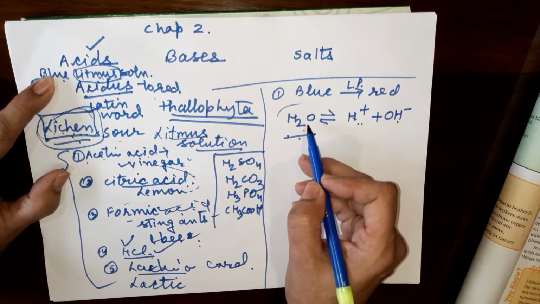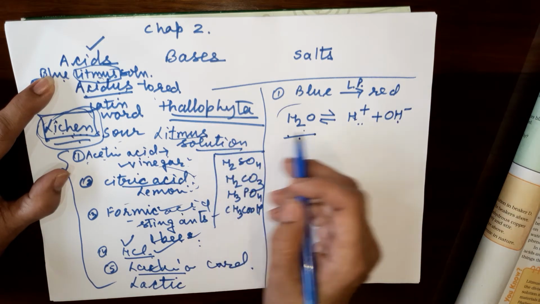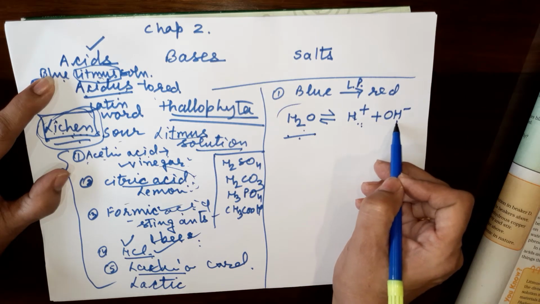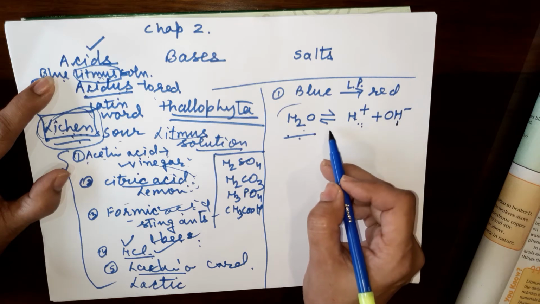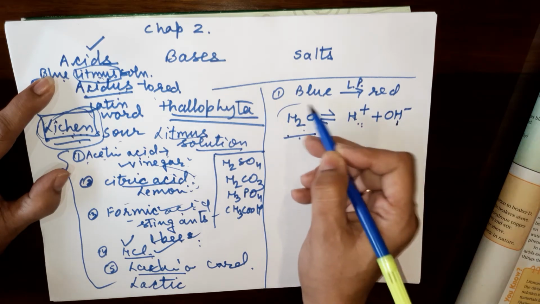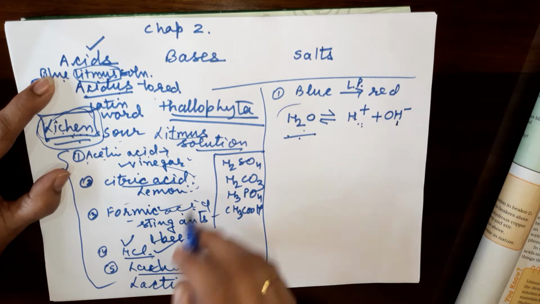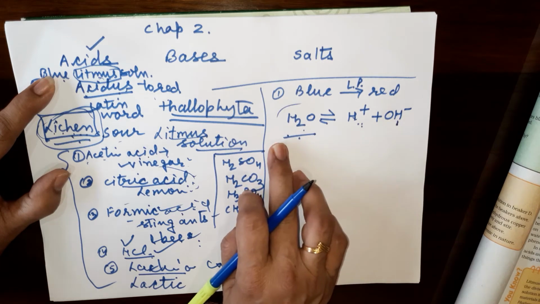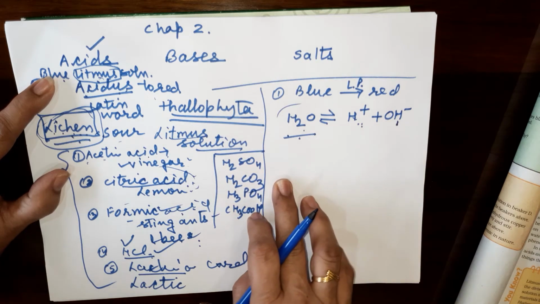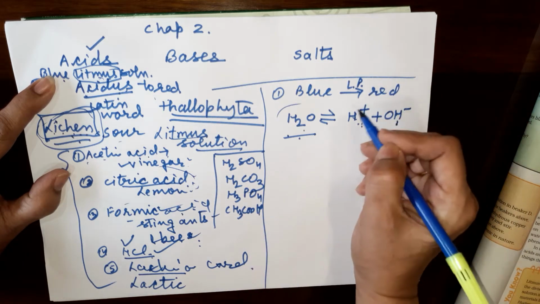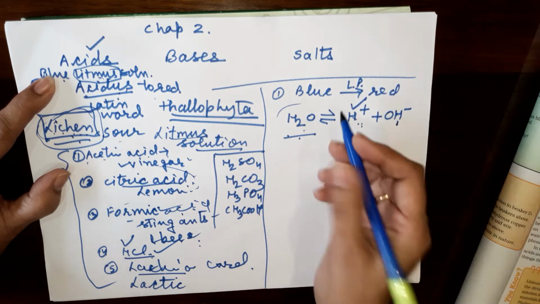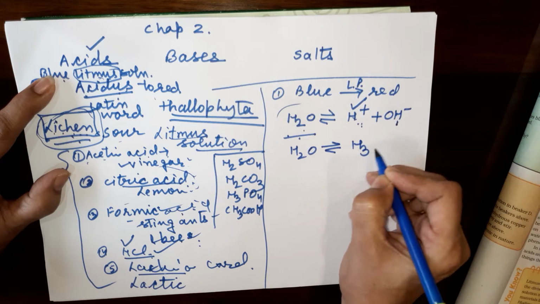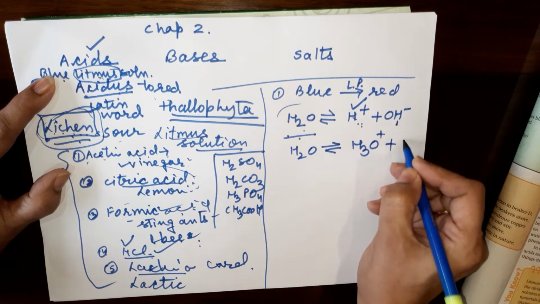Actually, this is the dissociation of water. When water dissociates into hydrogen and hydroxyl ions, it does not happen that the whole of the H2O gets converted into hydrogen ions and hydroxyl ions. Some of the H2O remains undissociated. That undissociated H2O will combine with the hydrogen ion and form hydronium ion, H3O plus, and hydroxyl ion.